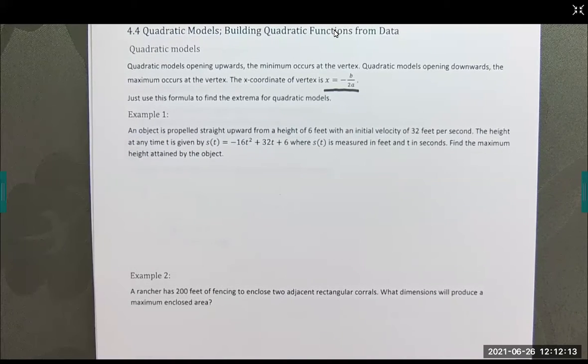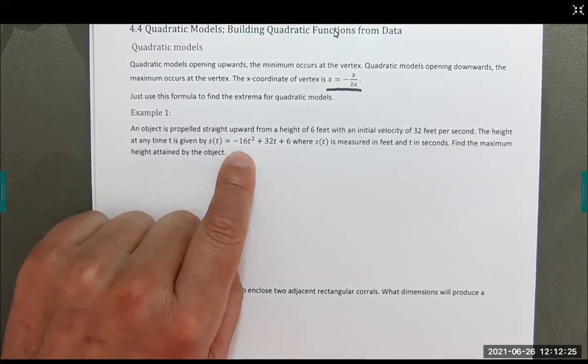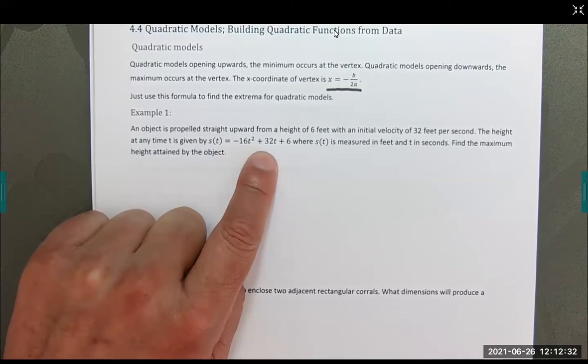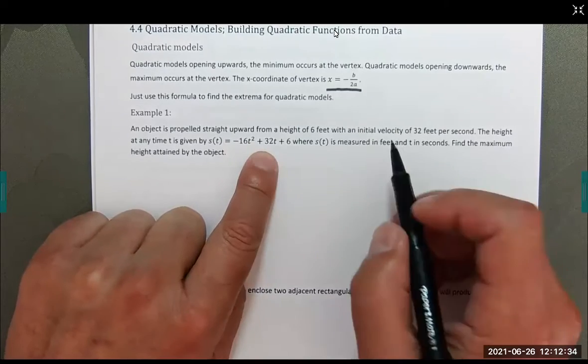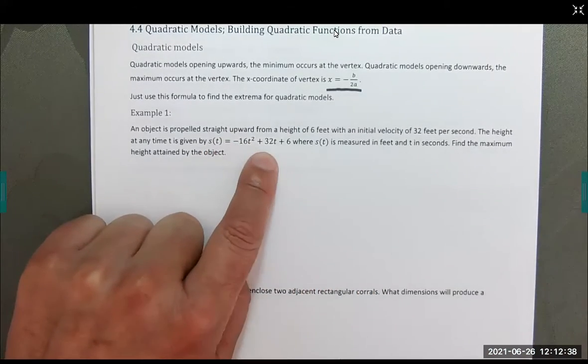An object is propelled straight upward from a height of 6 feet with an initial velocity of 32 feet per second. The height at any given time t is given by s of t equals negative 16 t squared. That has to do with the acceleration of gravity. It's because we're in feet per second, and it's negative because gravity is downward. 32 is positive because it's being straight upward. That's why it's a positive 32 at a height of 6 feet.